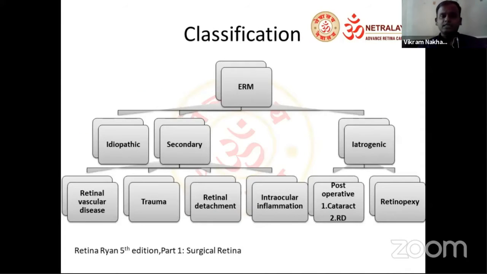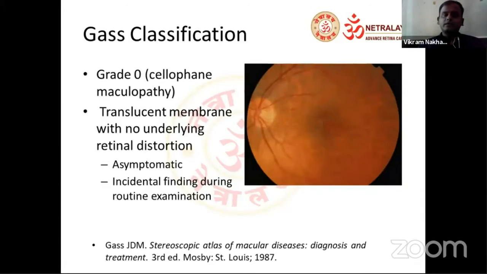The ERM is basically classified into 3 categories. With no associated ocular abnormality, it is termed idiopathic or primary ERM. With any associated ocular abnormalities it is termed secondary, in which the causes could be retinal vascular disease, trauma, retinal detachments, or intraocular inflammation. And iatrogenic if they occur following any medical or surgical intervention, as in post-operative after cataract or RD surgery or retinal lasers.